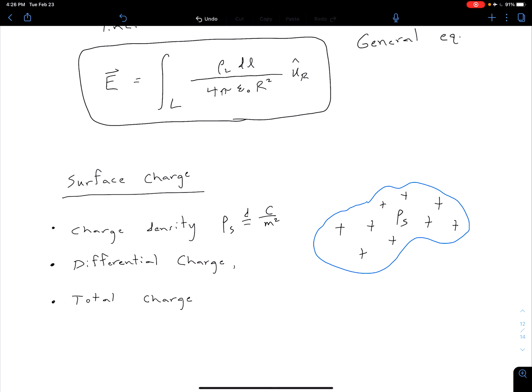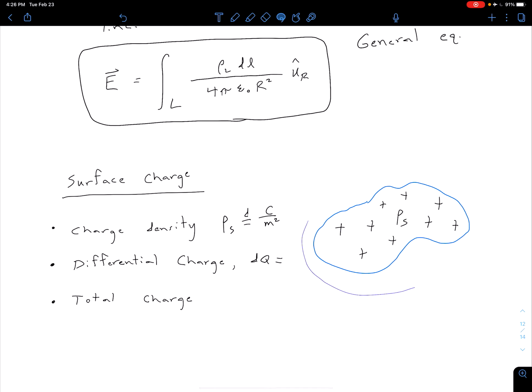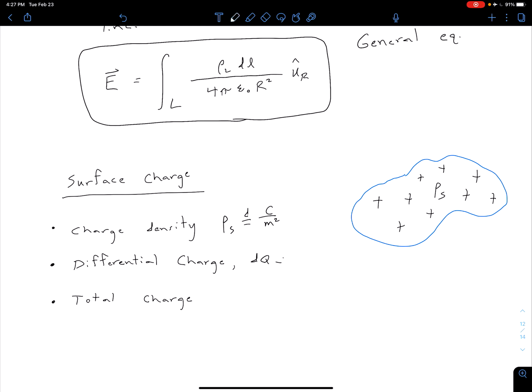Our differential charge we can define as dQ is equal to, some more space to write the dQ here. So we've got our differential charge is going to be that charge density rho sub S times a differential surface area dS. We can then calculate our total charge Q the same way we did with our line charge, just by integrating over the entire surface. So integral over S of rho S dS gives us our total charge on the surface.